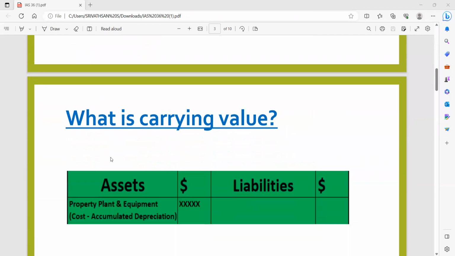So to begin with, what is the carrying value? The carrying value is nothing but the value at which you carry the asset in your balance sheet. For example, let's say that you have a property, plant and equipment and you state it at 5 lakh in your balance sheet. So this 5 lakh becomes your carrying value, and this carrying value is calculated as the difference between cost and accumulated depreciation.